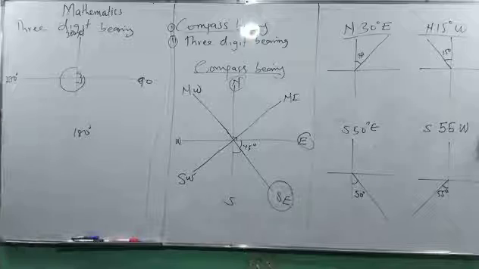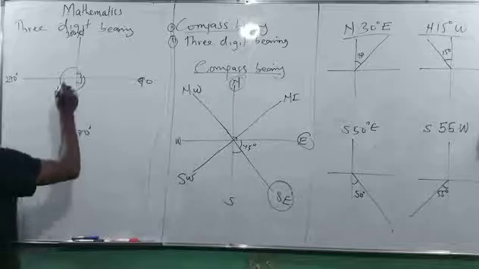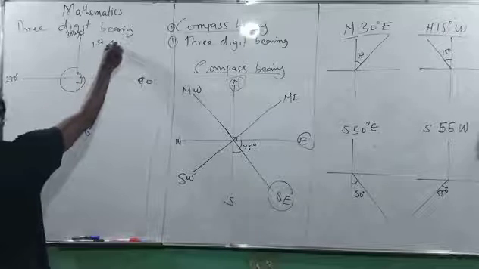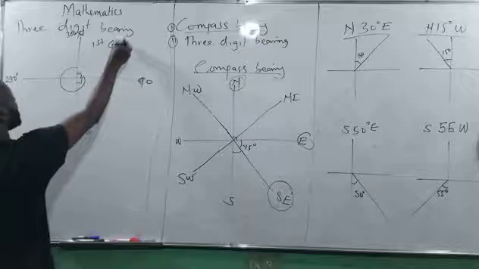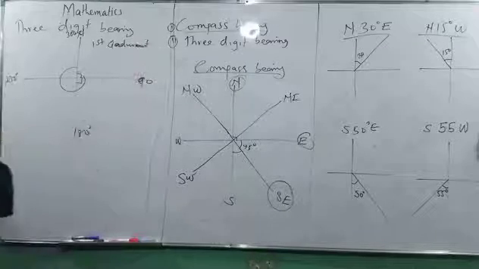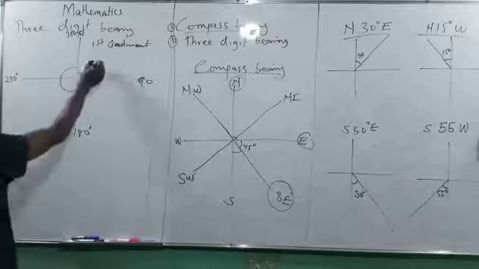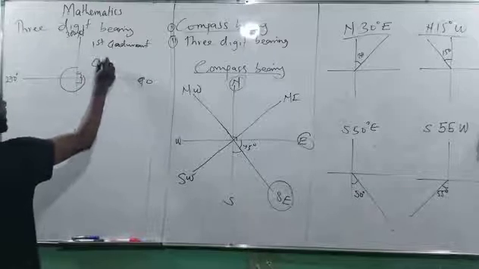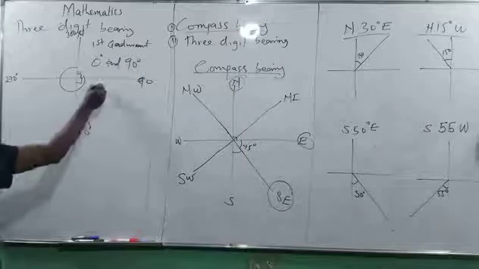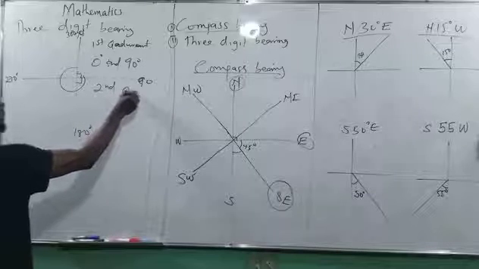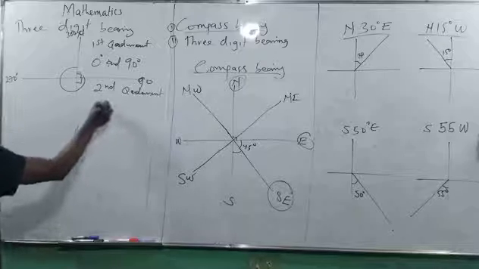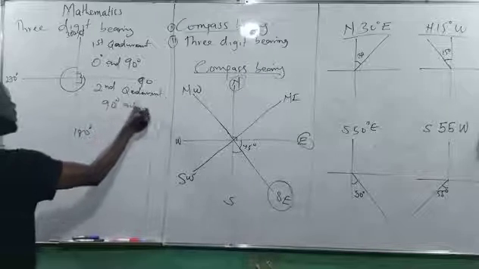Now this is going to be the first quadrant. It means 0 to 90 degrees. Now this is going to be the second quadrant, which is 90 degrees and 180 degrees.